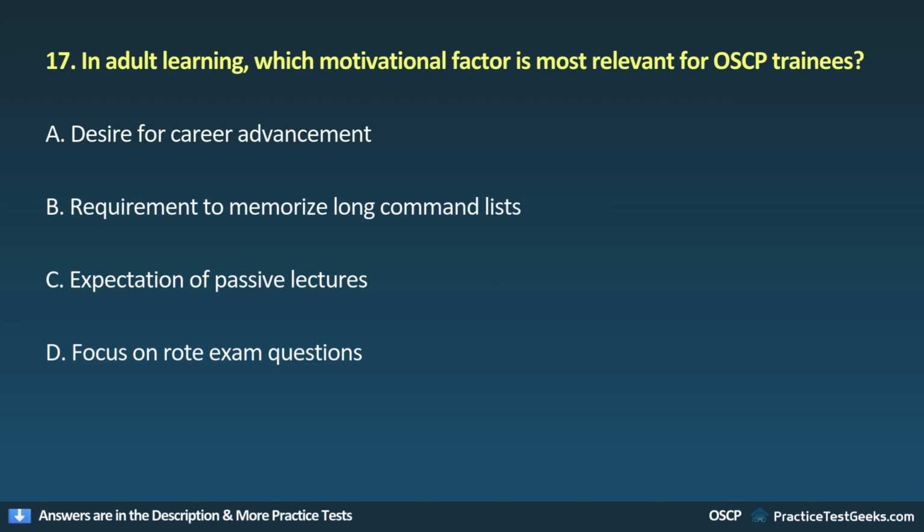17. In adult learning, which motivational factor is most relevant for OSCP trainees? A. Desire for career advancement. B. Requirement to memorize long command lists. C. Expectation of passive lectures. D. Focus on rote exam questions.